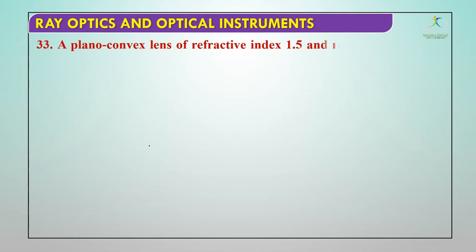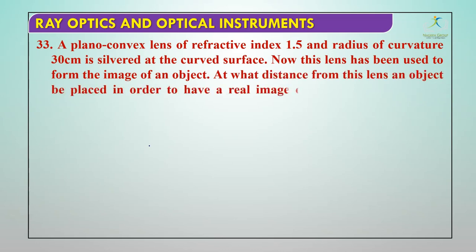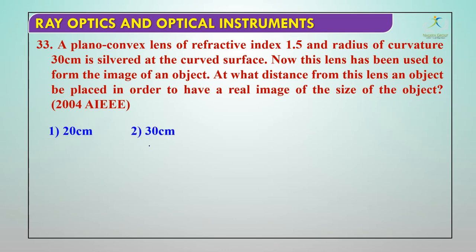Next question: we have a plano-convex lens of refractive index 1.5 and radius of curvature 30 cm, silvered at the curved surface. Now this lens is used to form the image of an object. At what distance from this lens should an object be placed in order to have a real image of the size of the object? 20 centimeter, 30 centimeter, 60 centimeter or 80 centimeter.